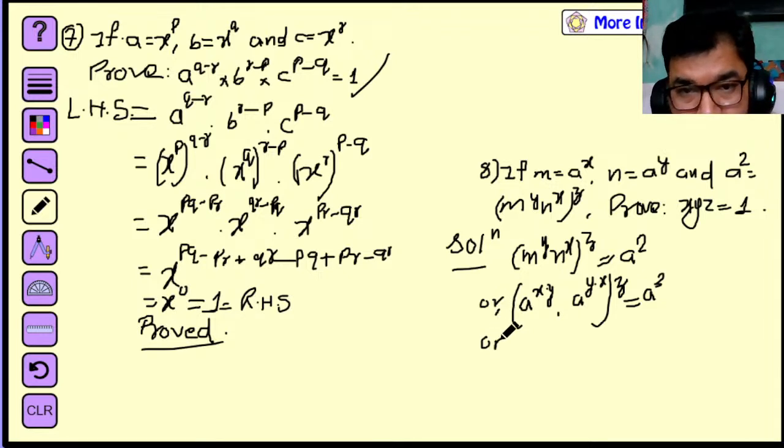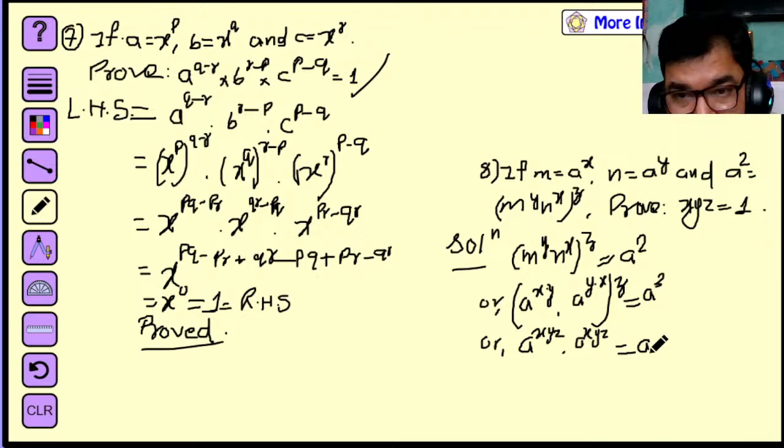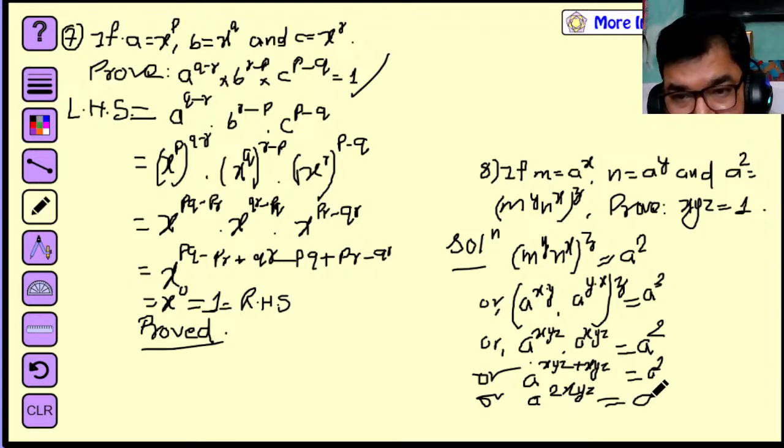And now look at children, when we open this bracket, what happens? This is a to the power xy, then it will be a to the power, multiplied with this xyz, it will be xyz, and here into a to the power, we are removing the bracket, this also coming xyz, equals to a to the power 2. And then right here now, if the bases are same, we have to write only one base. Then we add the power while multiplying. xyz plus xyz, this power plus this power will be added. This will be 2xyz, then here will be a to the power 2xyz, okay? Then here is remaining a to the power 2.